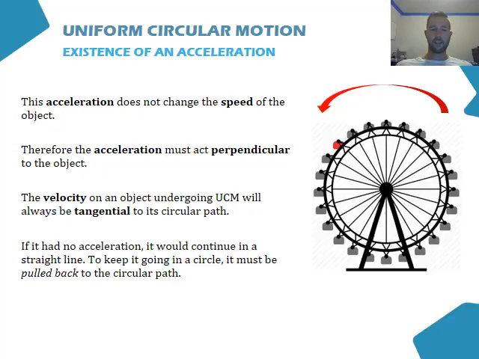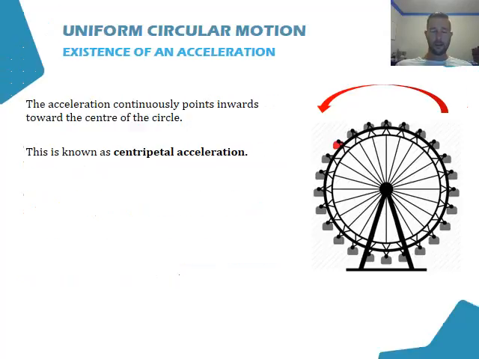If the object had no acceleration, it would continue in a straight line. To keep going in a circle, it must be pulled back to the circular path. The acceleration that is experienced by a body in uniform circular motion is called centripetal acceleration.